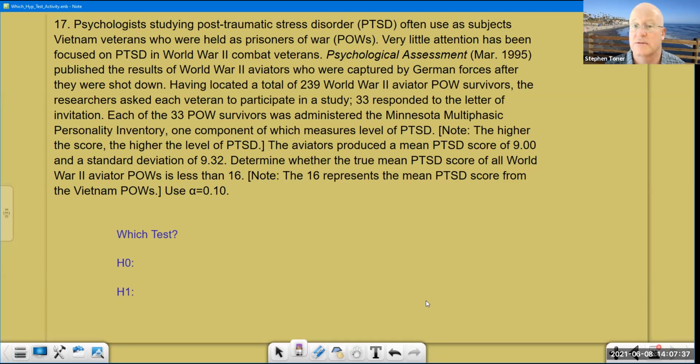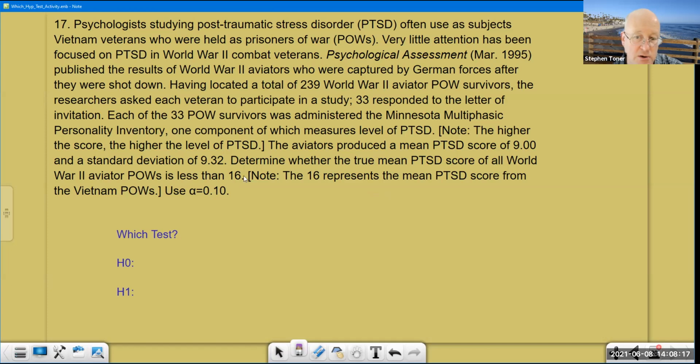Having located a total of 239 World War II aviator POW survivors, the researcher asked each veteran to participate in a study, and 33 responded to the invitation. Each of the 33 POW survivors was administered the Minnesota Multiphasic Personality Inventory, one component of which measured level of PTSD. And note, the higher the score, the higher the level of PTSD.